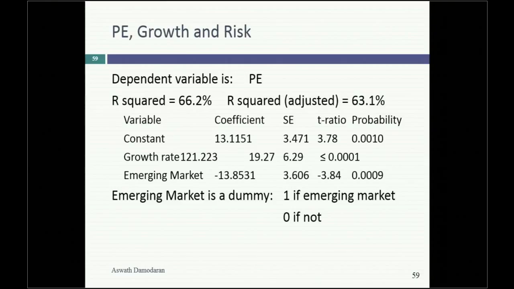You know what a dummy variable is? You set it to 0 or 1. I set it to 0 if it was a developed market telecom, 1 if it was an emerging market telecom. And here's the way to read the output. First, the R squared is 66%. That explains 2/3 of the variation.